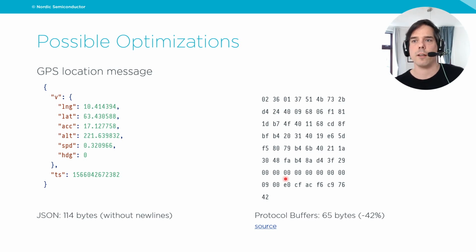So protocol buffers allows you to save, for this specific message, 42%. This obviously depends on the JSON message you're sending, how big the object is, but it's big. It's a lot of savings, and again, you have to think about multiplying this many times per day and per device. So this translates directly to money you're not spending on data usage.